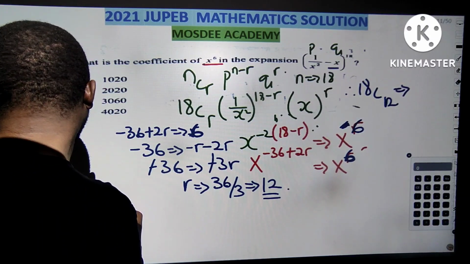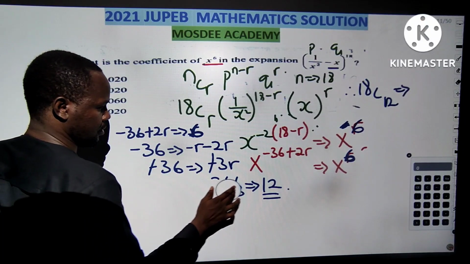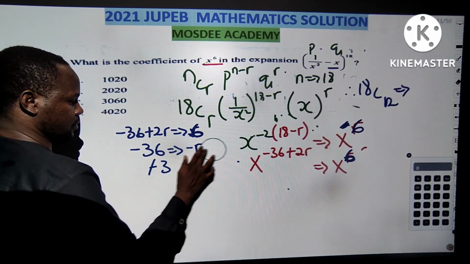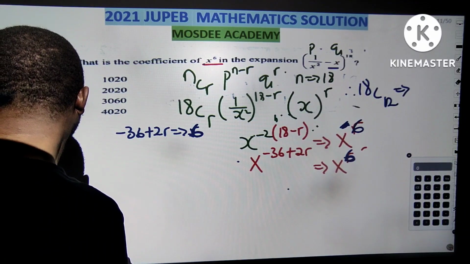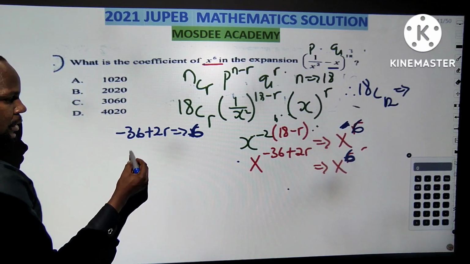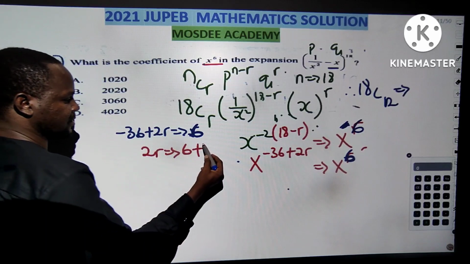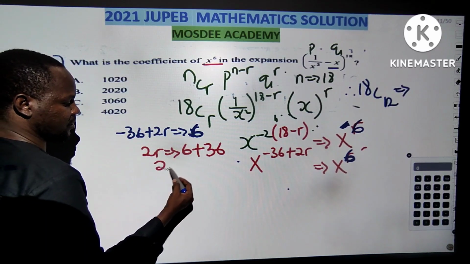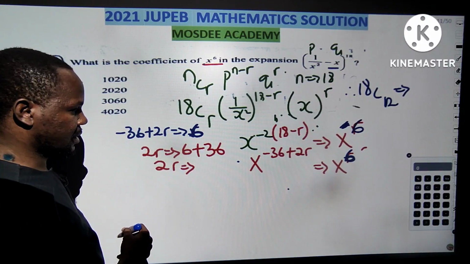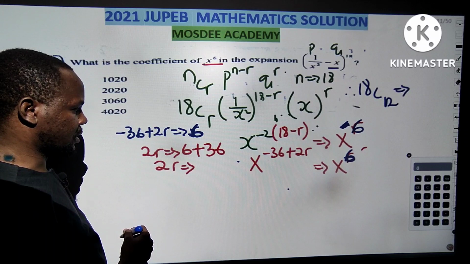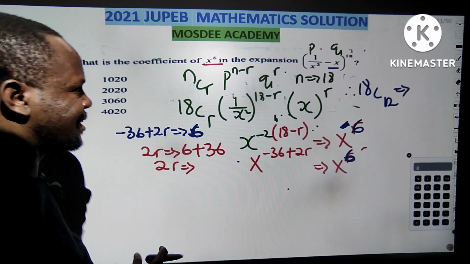So let's just finish up. So if you have 6 as the stuff here, this is going to be, so this should be 2r is equals to 6 plus 36. 36 plus 6 should be 42. Thank you, admin.